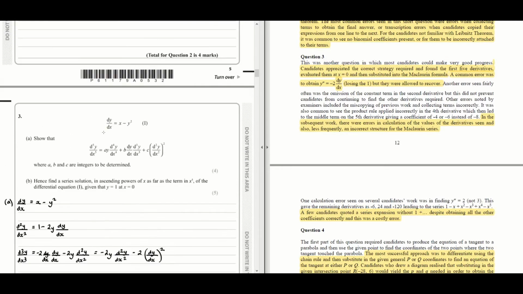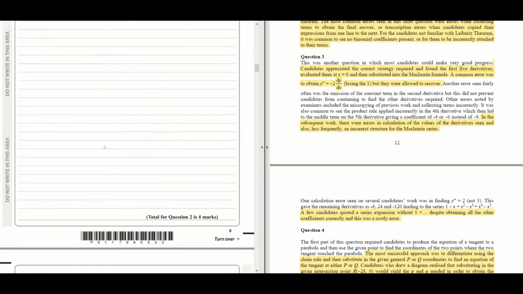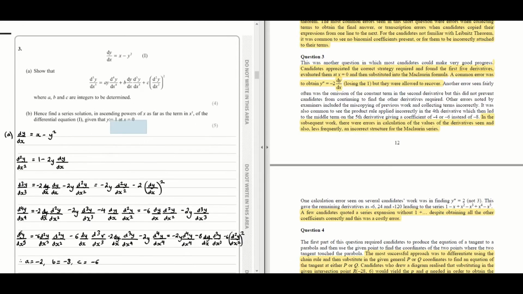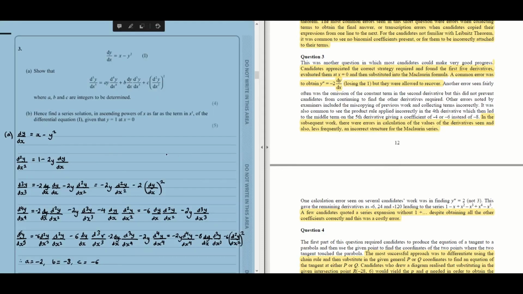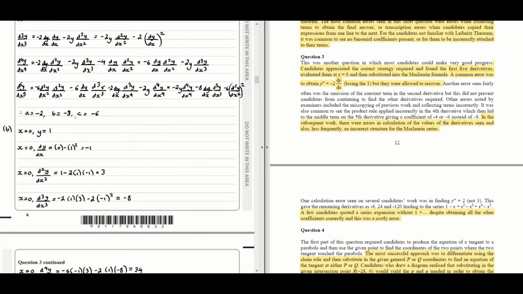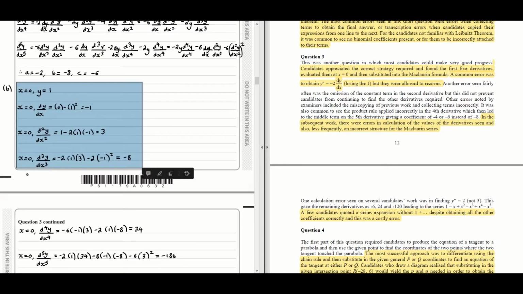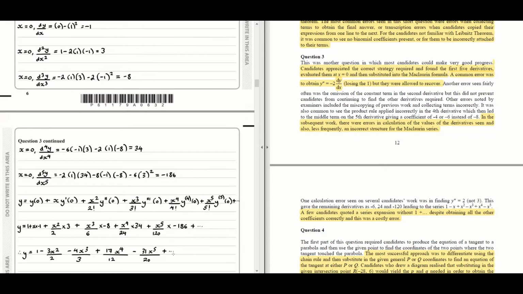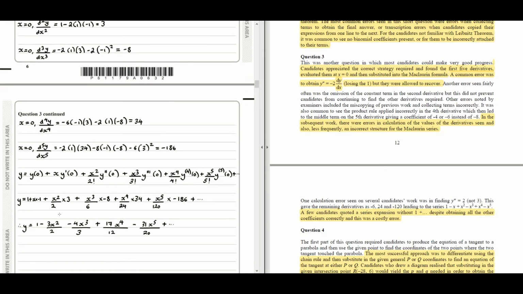And then for part B, that required us to use the Maclaurin series, because we're considering what happens when x equals 0. There were errors in calculations of the values of the derivatives seen, so that's this part over here. So there were errors over here, and that led to an incorrect answer. In terms of what else we can say, when we talk about the final thing, over here people forgot to put the value of 1, which was a costly error as stated in the examiner's report.